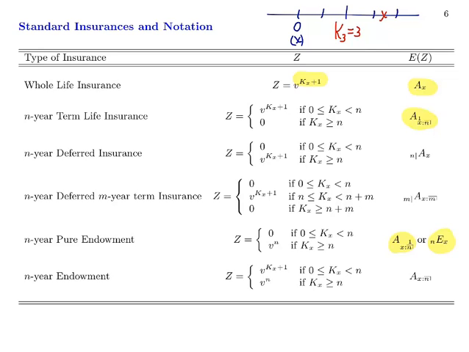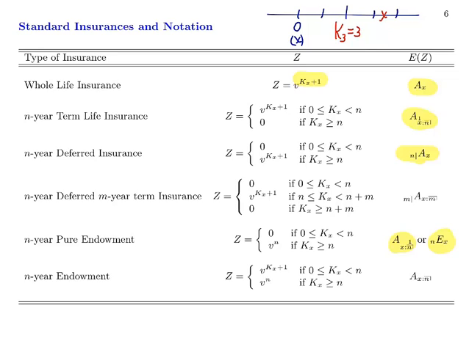Okay, then you have an n-year deferred insurance, which pays you nothing if you die within the next n years, but pays you $1 at the end of the year of death if you die after n years. So Z is going to be 0 if K_x is less than n. It's going to be v^(K_x+1) if K_x is greater than or equal to n. Okay. So that's the symbol for a deferred, so with a slash after the n, or vertical line.